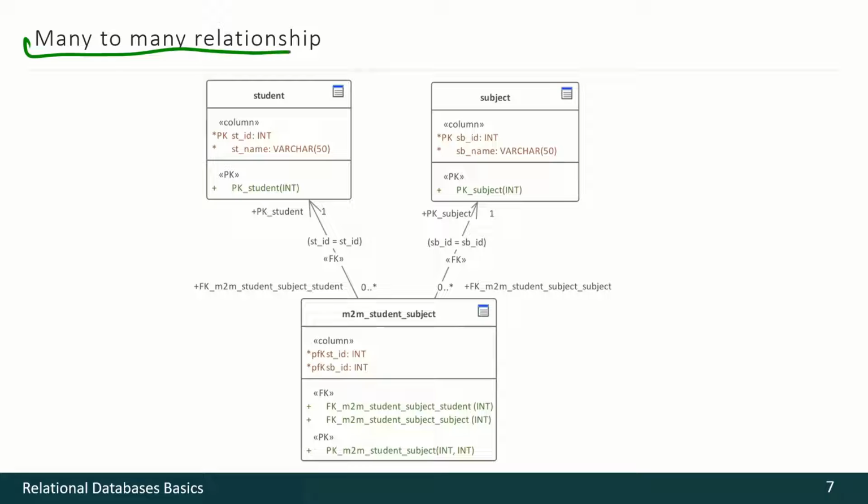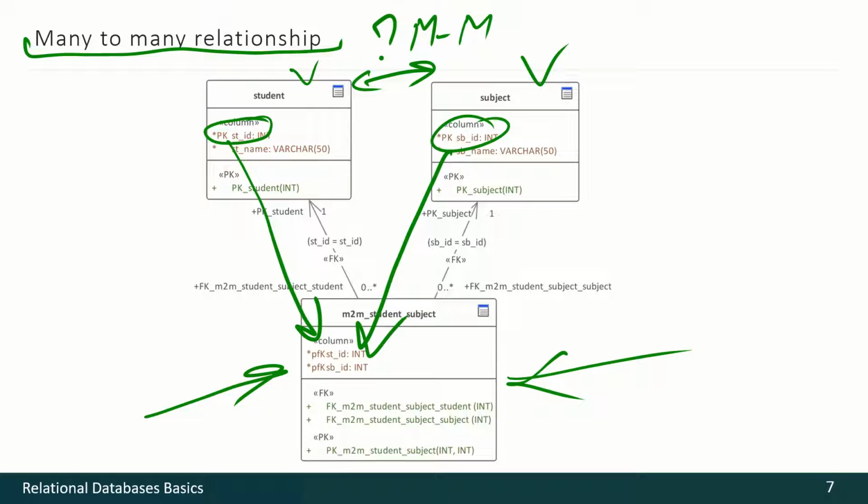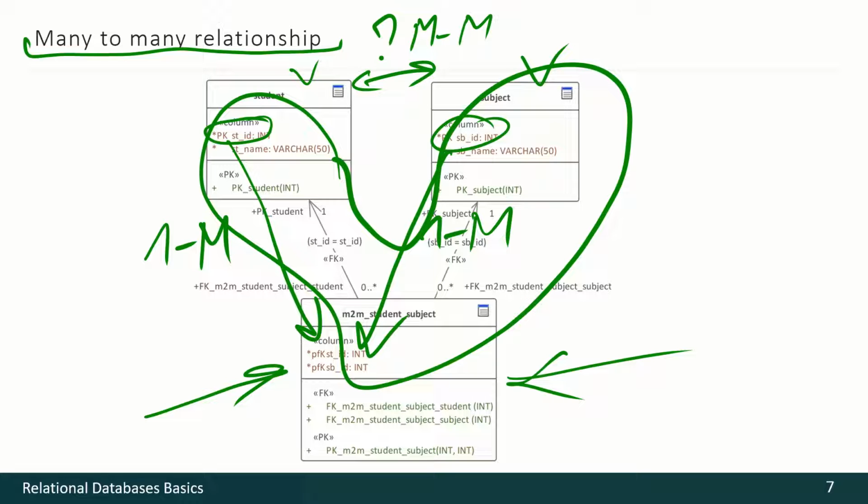With a many-to-many relationship, the picture looks a little bit different. Here we have no parent or child relation. We have only one relation and another relation, and they are somehow related to each other with a many-to-many approach. In order to achieve this situation, we have to create an association relationship, and we have to migrate primary keys from here to here and from here to here. So basically we have one-to-many and another one-to-many relationship, but combined all that creates a many-to-many relationship.